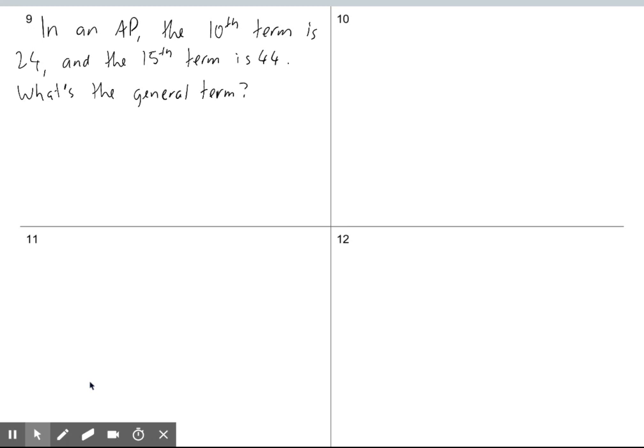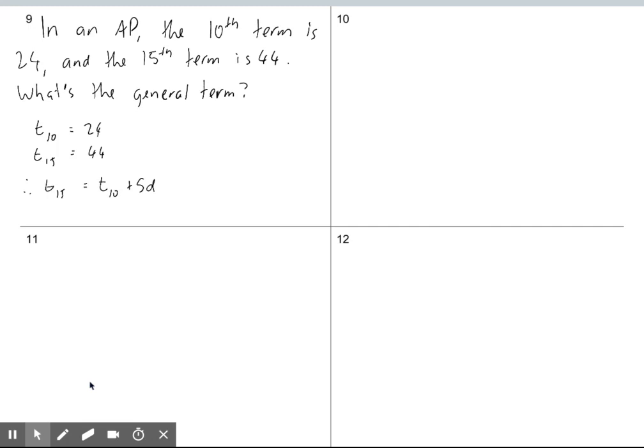So if you think about it, T10 being 24 and T15 being 44 has 5 terms between them. So we would have to add D 5 times. So T15 is the 10th term plus 5 lots of D.